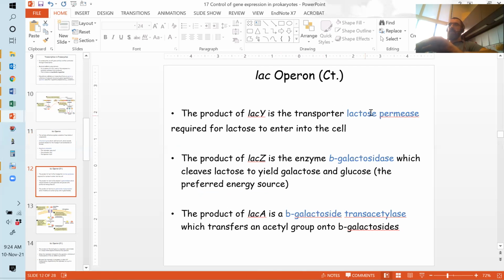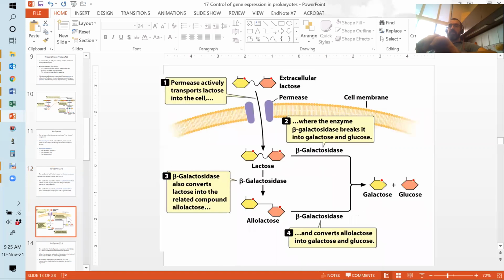One of the open reading frames in the operon encodes a lactose permease, right? So this is something that lets lactose into the cell, because obviously you can't metabolize it if it's outside the cell, you have to have it inside. You also have the enzyme called beta galactosidase, right? And that's what cuts up lactose into galactose and glucose. And then you have lacA, which is not fully understood, but it does something to the galactose. I'm not entirely sure. It's actually one of the least studied parts of this process.